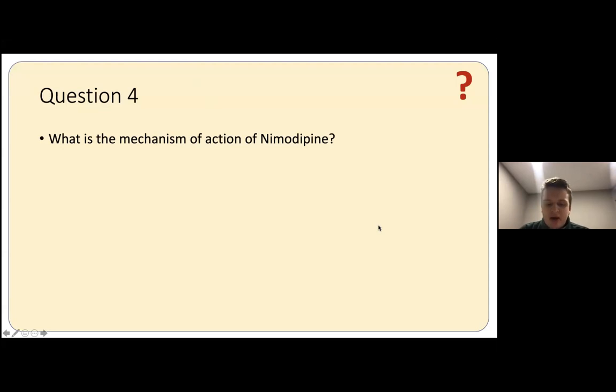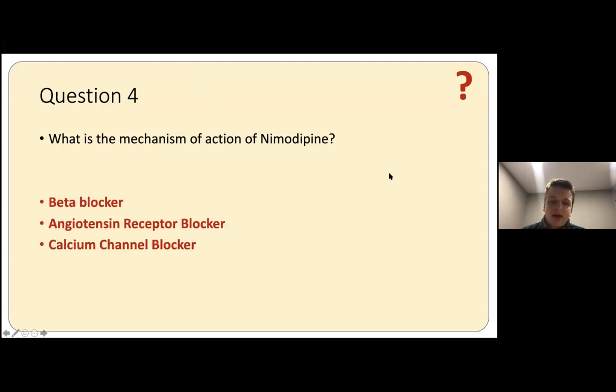So nimodipine: when you have a stroke that is a hemorrhage, you can get something called vasospasm, and nimodipine, as a calcium channel blocker, doesn't prevent it from happening, but makes it better, reduces it. So that's why it's given in addition to any surgical intervention, because it helps reduce the bleeding.